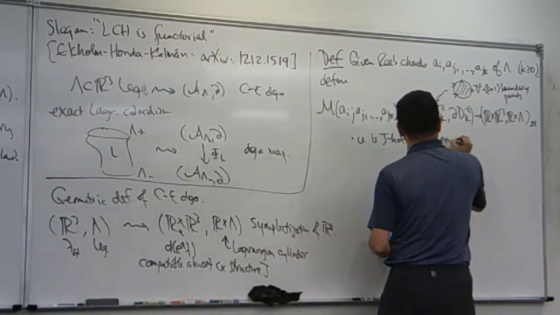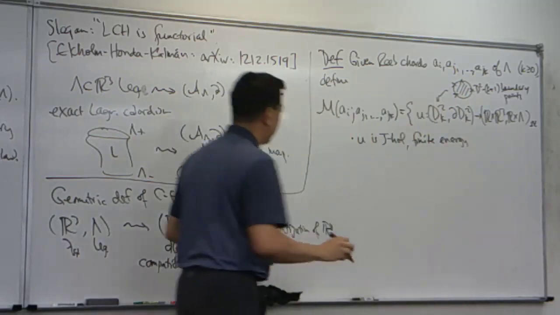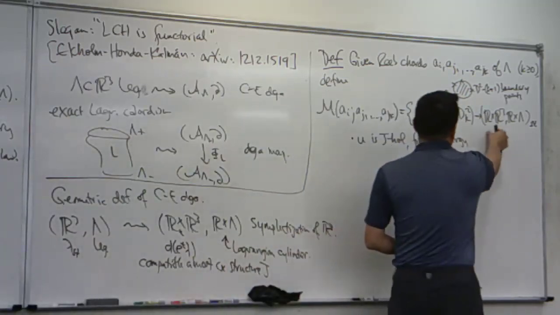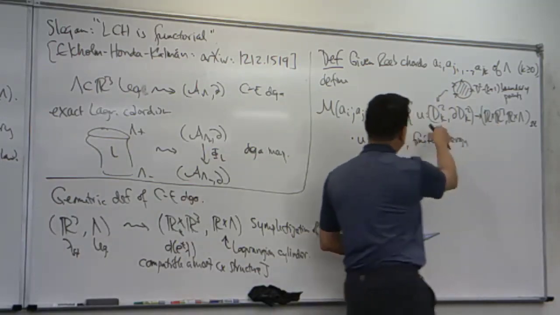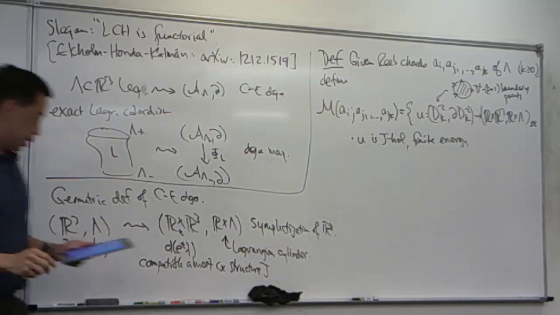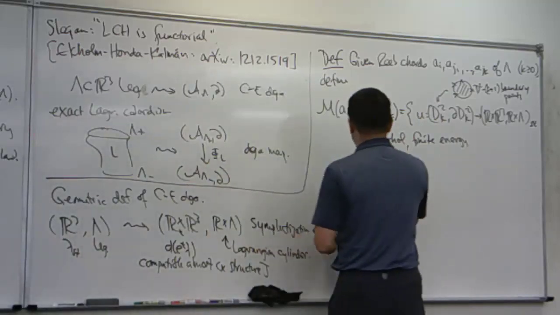There's also a technical condition that I don't want to get into, which is that it needs to be finite energy. Actually, we can say this. This just means that the pullback of the symplectic form of the disk, if you integrate that, you get something finite.